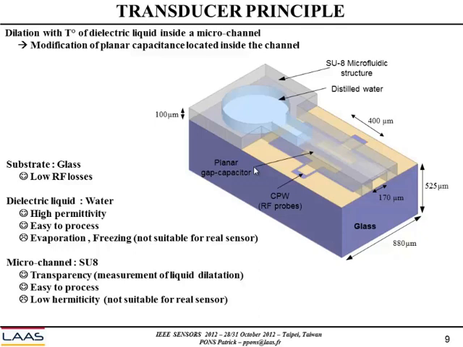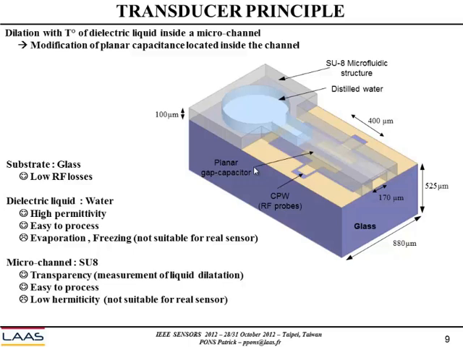For the substrate here, we use glass because it's a low RF loss substrate. We use as dielectric a liquid, water. Why? Because it has high permittivity, so you can have high efficiency. It's easy to process, but the drawbacks you can see: with water you have evaporation, and depending on temperature you can have freezing. That is not suitable for a real sensor, so we use it only to make a demonstrator to validate the principle.